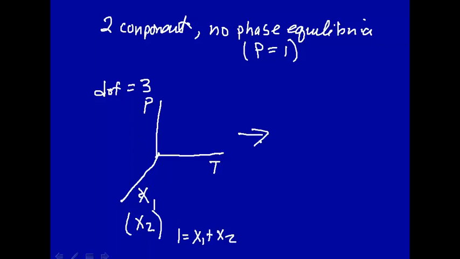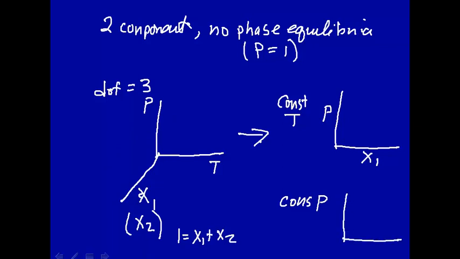So typically what one does is to plot it at constant temperature, which corresponds to planes intersecting the temperature axis. And therefore you have a 2-dimensional graph, pressure versus composition, and usually it's the mole fraction of some substance. Or you can have constant pressure, which corresponds to planes intersecting at right angles with the pressure axis. In that case you would plot temperature versus composition. So you have pressure-composition or temperature-composition.